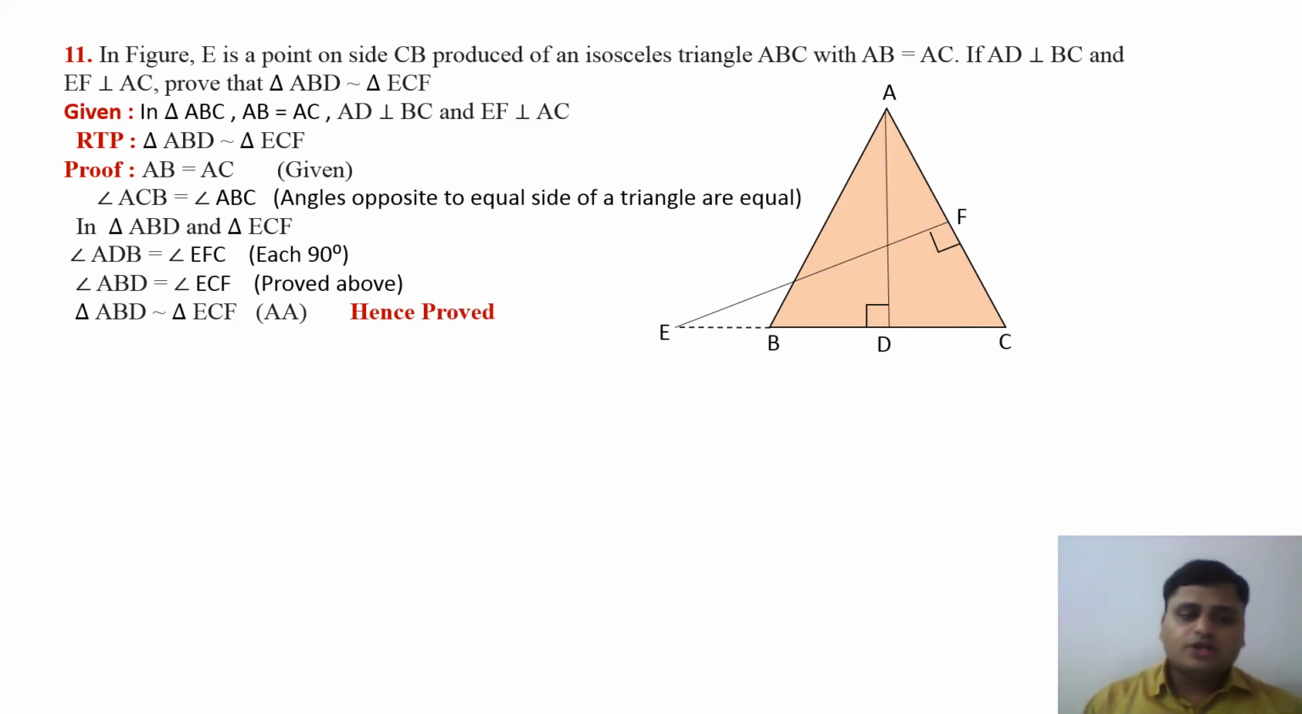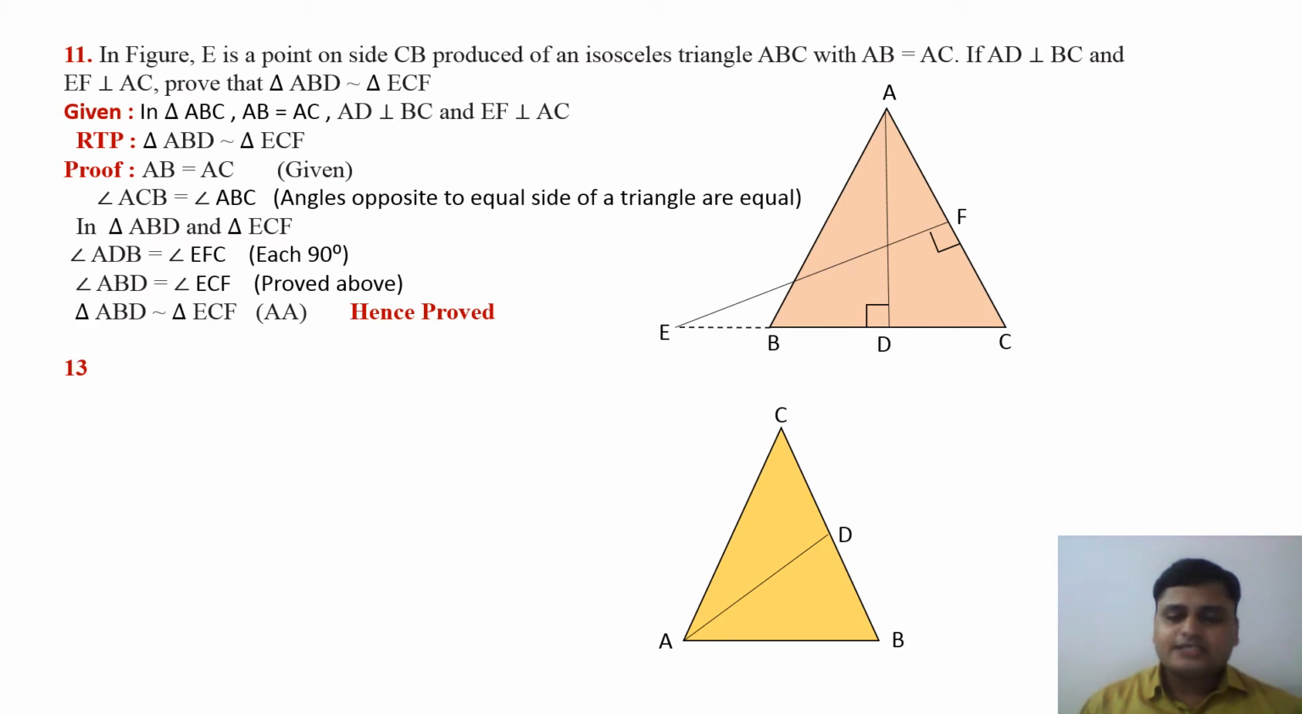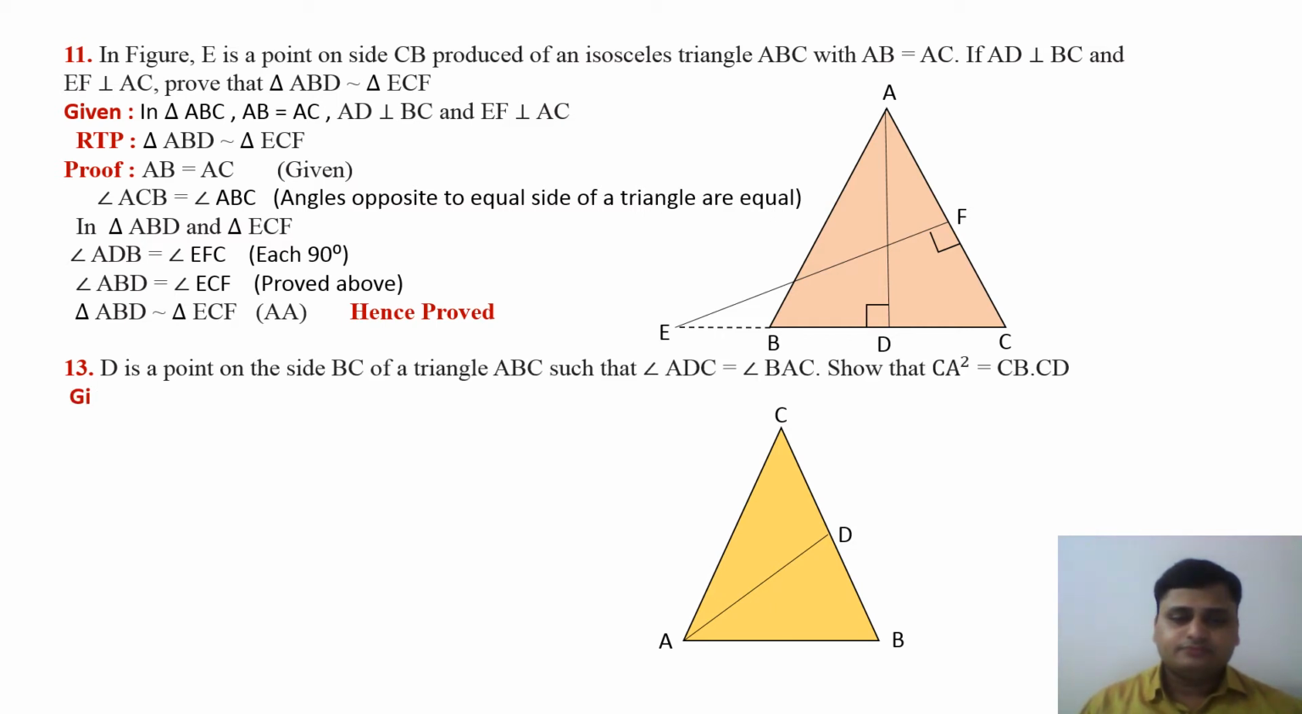Okay. Now come to another question. You all can see this figure. Let's read this question. What is asked in this question? It is said in this question that D is a point on the side BC of triangle ABC such that angle ADC is equal to angle BAC. We need to show CA square is equal to CB into CD.